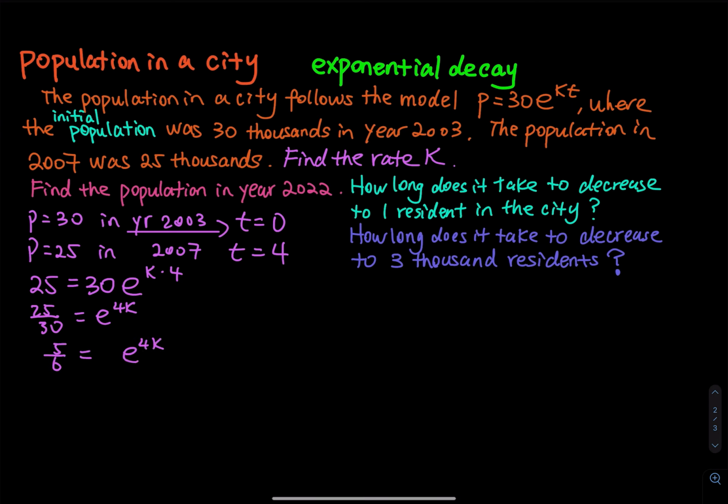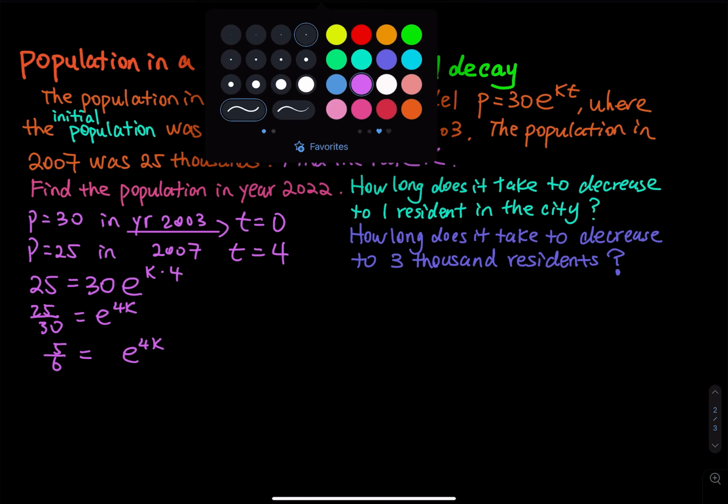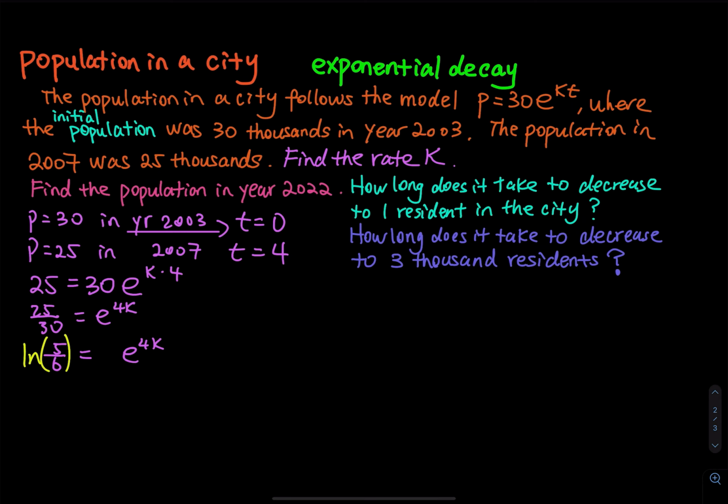To bring the k down, we have to take ln on both sides. I'm going to take ln of the left hand side and ln of the right hand side. On the right hand side, you can bring the exponent down to the front of ln, and ln e equals 1. So the next step is you have ln of 5 over 6 equals 4k times ln e, and ln e equals 1. And then what is k? k equals ln of 5 over 6 divided by 4.